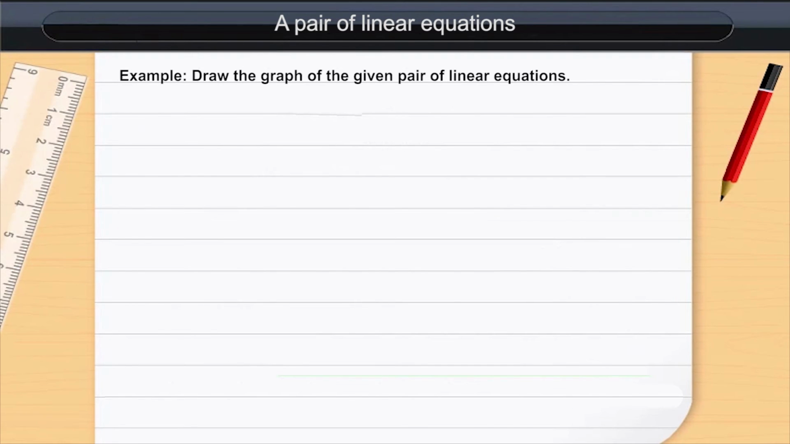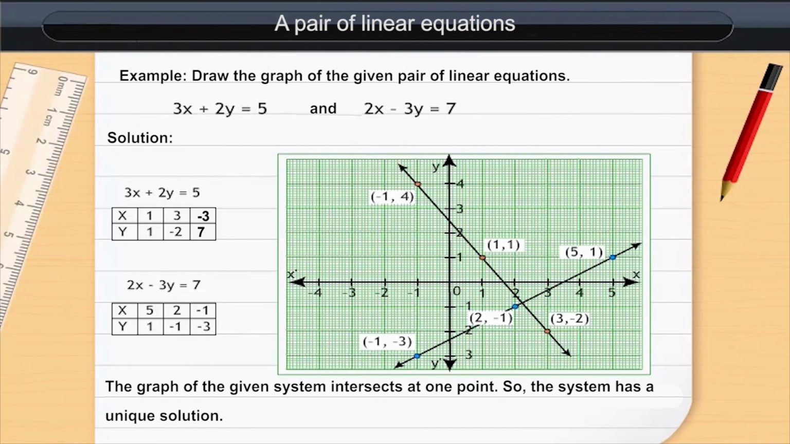Draw the graph of the following pair of linear equations: 3x plus 2y is equal to 5 and 2x minus 3y is equal to 7. Solution. To draw the graphs of the given system of equations, we tabulate the values of x and y. 3x plus 2y is equal to 5. 2x minus 3y is equal to 7.